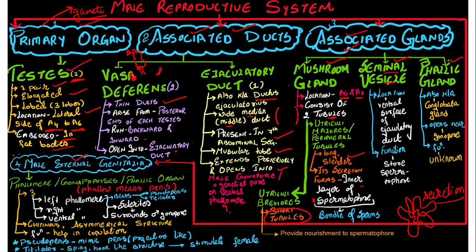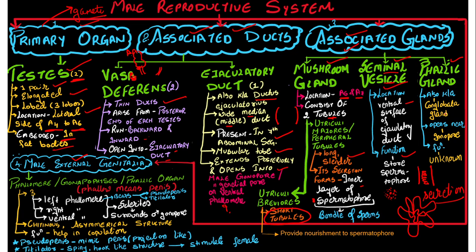Now, seminal vesicle is present on the ventral surface of the ejaculatory duct. So, this is your ejaculatory duct. What is present on its ventral surface? Seminal vesicle. Here I told you the bundle of sperms will be there. So in seminal vesicles, these sperms are glued together and stored here. So what is the function of seminal vesicle? It is going to store the spermatophore.